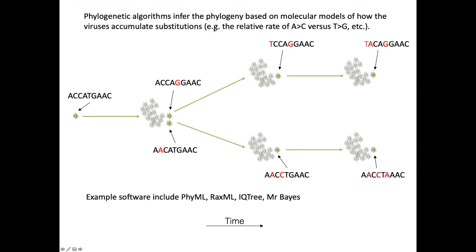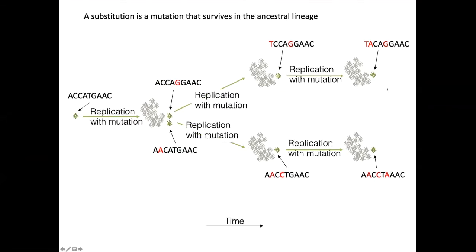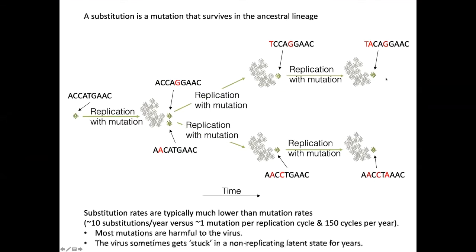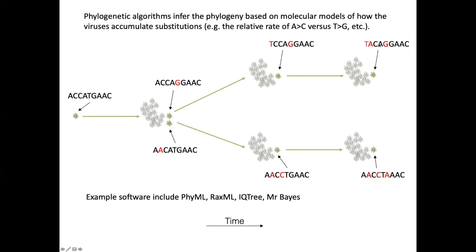Now, how do you go about inferring these phylogenies? Well, you start by entering these genomes into phylogenetic software, and the phylogenetic algorithms, which are encoded in phylogenetic software, usually most software give you a choice of lots of different algorithms. They use molecular models of how the virus accumulates substitutions. So this is taking into account what we know about the biology of each organism, which tells us that A to C mutations might be more likely than T to G, or indeed C to A mutations might be more likely than, and so on.